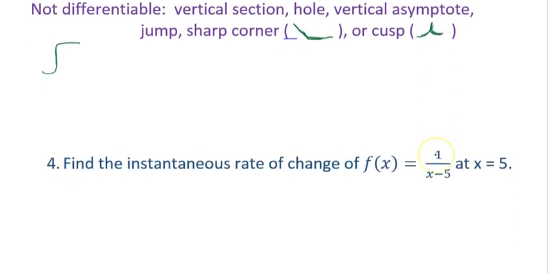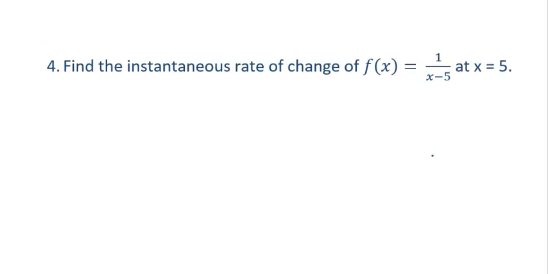So let's go through an example that might have a problem. Example 4 wants us to find the instantaneous rate of change of this function at 5. Well, if you think about this function, what's going on at 5? If you think back to your asymptotes and things like that, this has a vertical asymptote at 5. If you want to look at the graph, it's your toolbox function 1 over x moved right 5. So it would look like this.